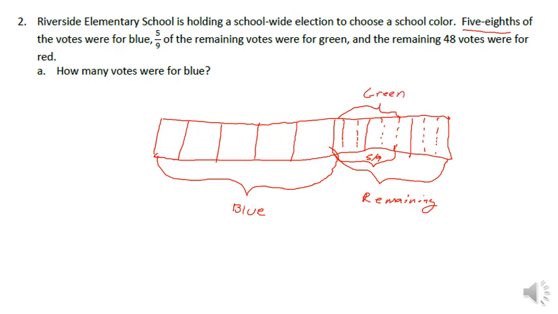And it says the remaining 48 votes were red. So it's talking about right here. These were red, and they equal 48 votes. Now if we can see, there are 1, 2, 3, 4 sections. So 48 divided by 4, which is 12, tells us each one of these is 12.